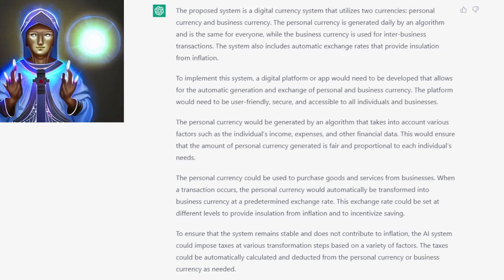A digital platform or app would need to be developed that allows for the automatic generation and exchange of personal and business currency. The platform would need to be user-friendly, secure, and accessible to all individuals and businesses. The personal currency would be generated by an algorithm that takes into account various factors.